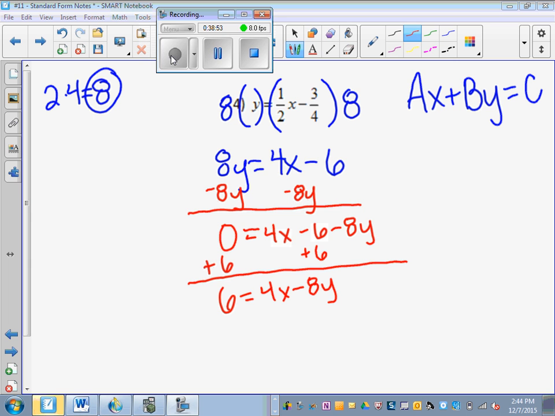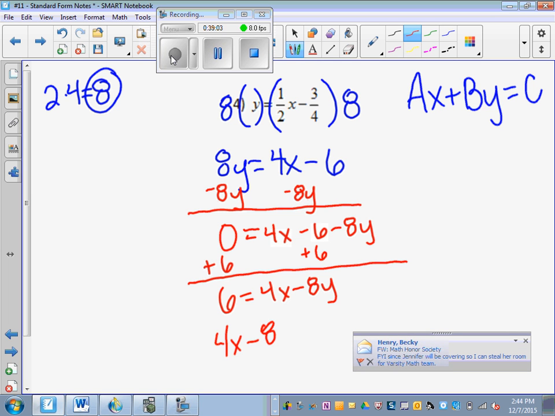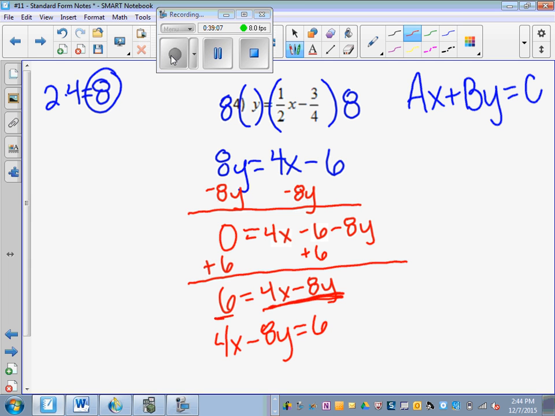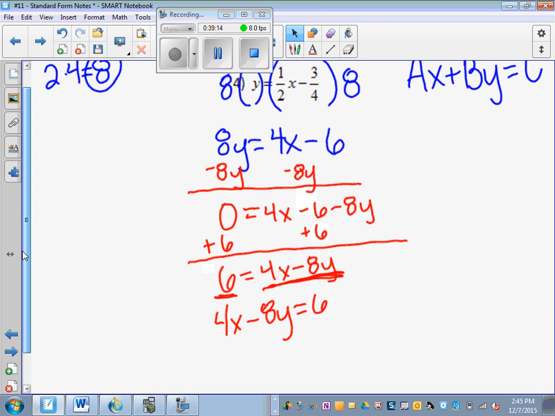And then, can't we just flip the equation around? Yes. So I have 4x minus 8y equals 6. You see what I did there? I took this piece and just flipped the sides of the equation. So if you prefer, you can do that instead. That keeps 4x positive. Make sure you remember when you subtract 8y from 8y, you get 0. Don't lose your 0 there. That's what everyone likes to do.